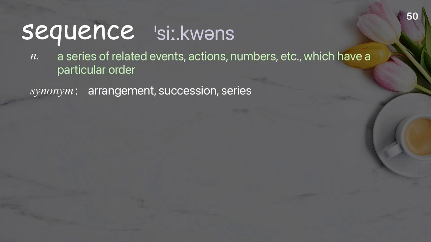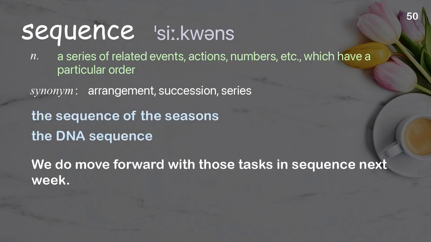Sequence: a series of related events, actions, numbers, etc., which have a particular order. Examples: the sequence of the seasons. The DNA sequence. We do move forward with those tasks in sequence next week.